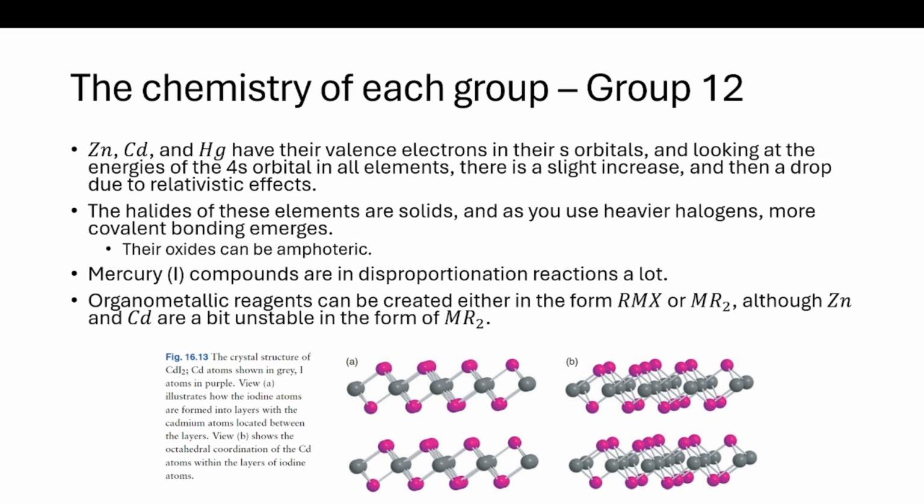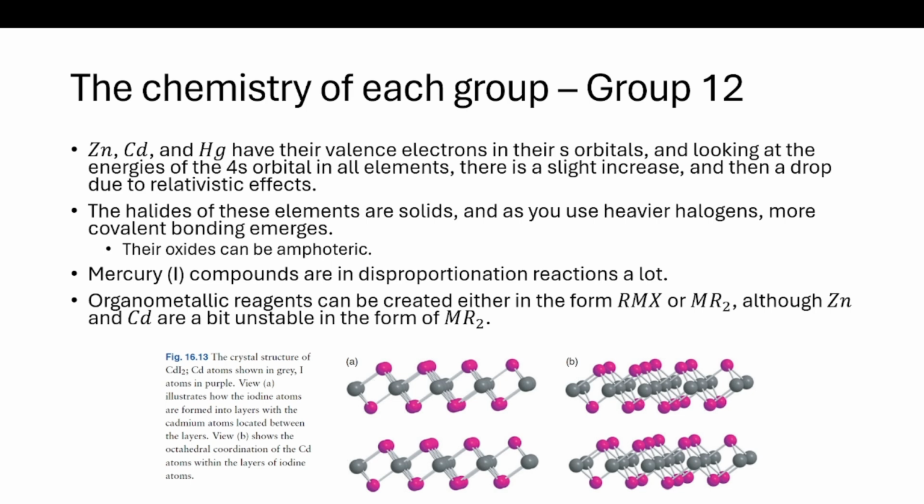Anyways, about group 12, the halides of group 12 elements are all solids. And as you use heavier halogens, so take for example fluorine to iodine, as you go down that group, more covalent bonding emerges. And in fact, these oxides are amphoteric. Going on about ionic compounds, we can observe that mercury(I) compounds, which just have the mercury(I) ion, are in fact unstable with respect to disproportionation.